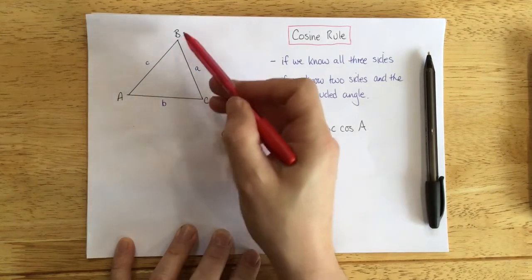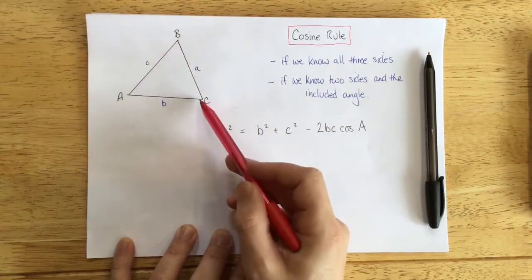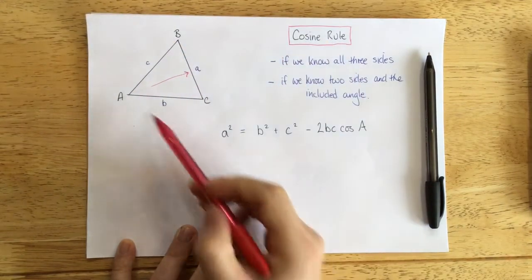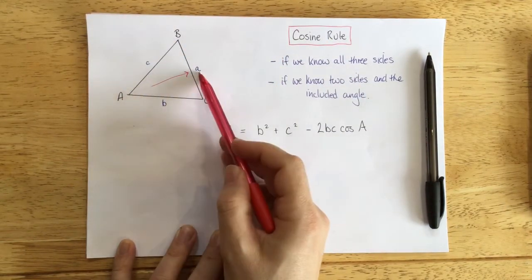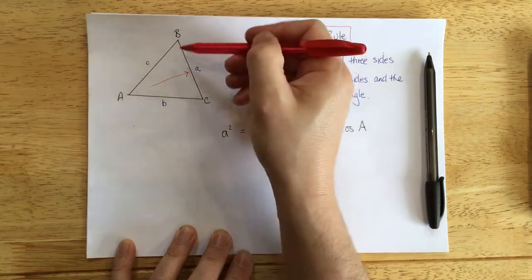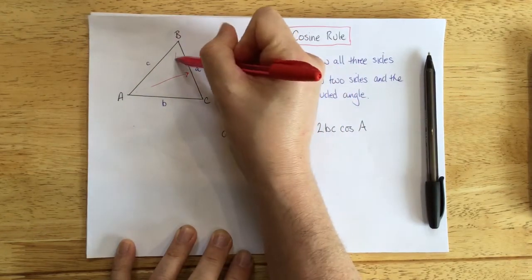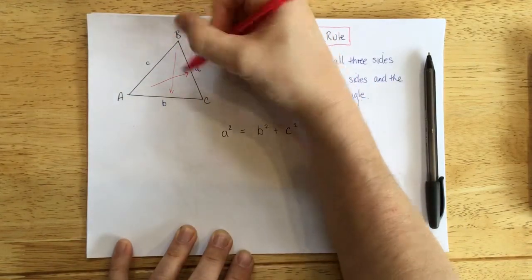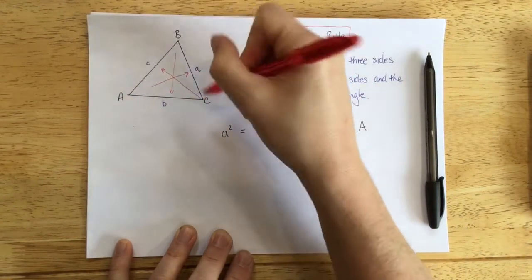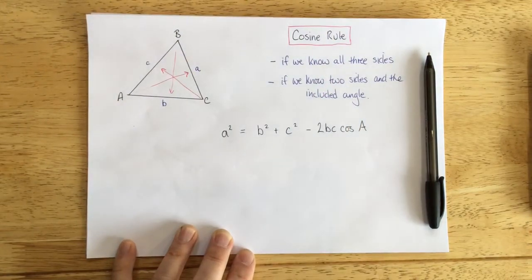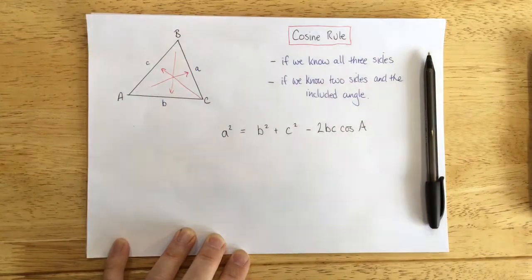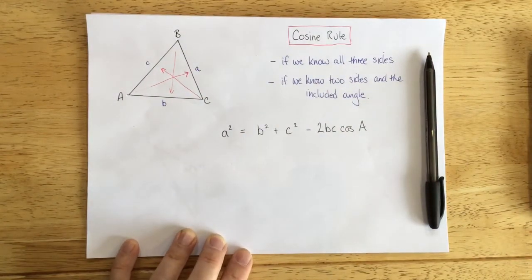So the corners, the vertices, we label with capital letters, and the sides opposite those, we label with the lowercase. So there's angle A, side A is just opposite it. There's angle B, so we label the side opposite little b. Angle C, side opposite it is little c. So capitals for the angles and lowercase letters for the sides.